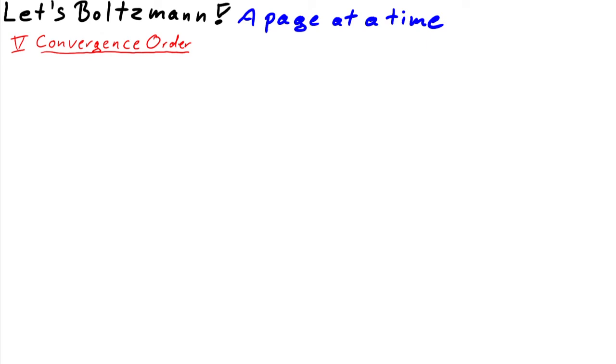Let's Boltzmann a page at a time, number 5, convergence order. In this section, we want to show that the Lattice-Boltzmann method is second order accurate and what we mean by this.